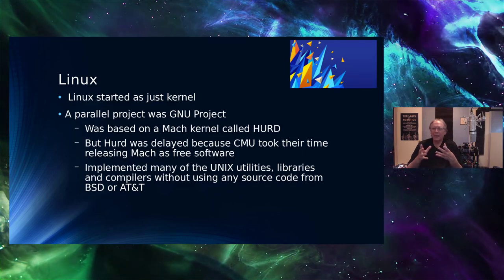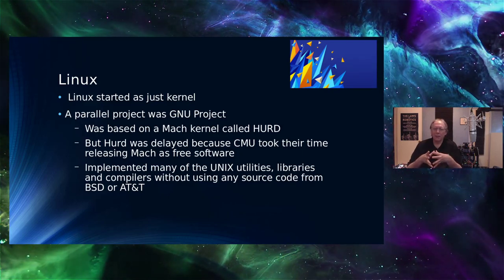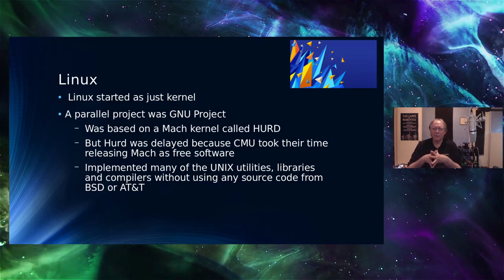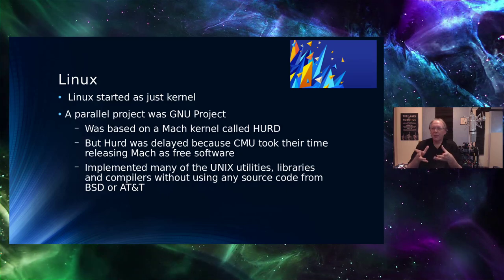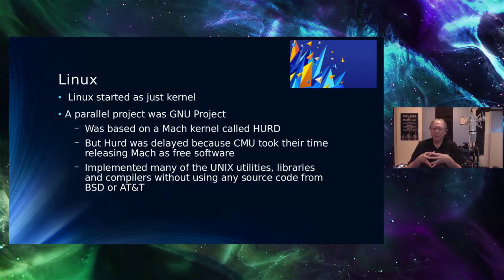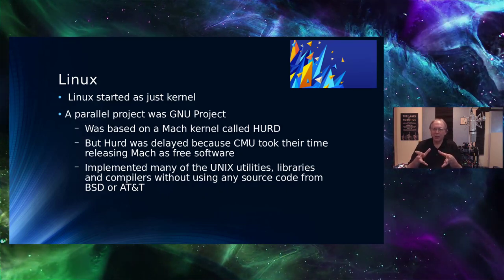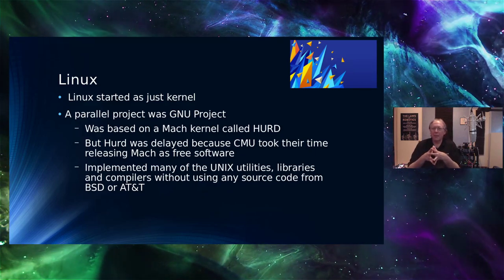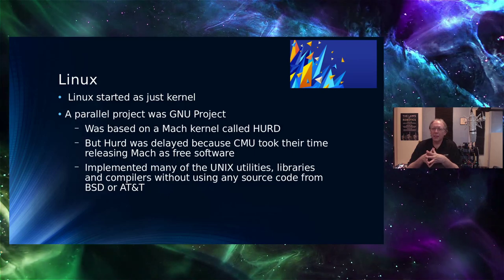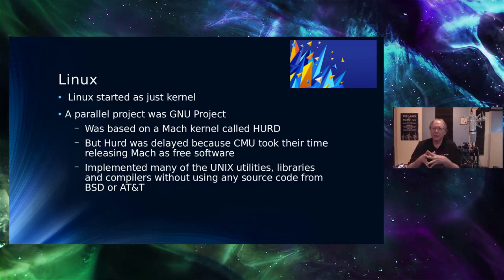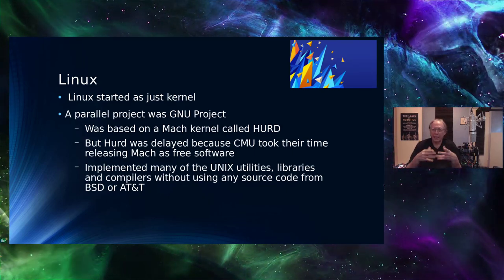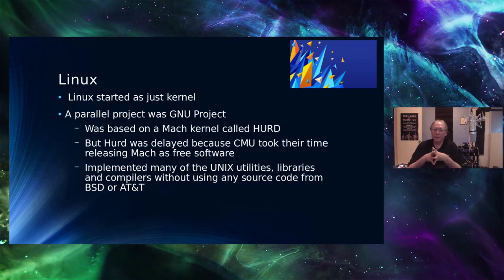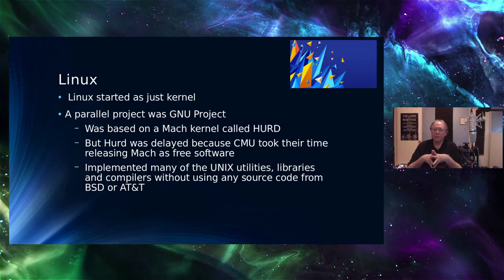But he had a lot of delays because he was waiting. Carnegie Mellon University owned the licenses for Mach, and they were not free and open. So he was waiting for them to release Mach as free software, and then he was going to include it into the GNU project and have a kernel that would run, along with the tools, utilities, libraries, and compilers that he was developing for his system.